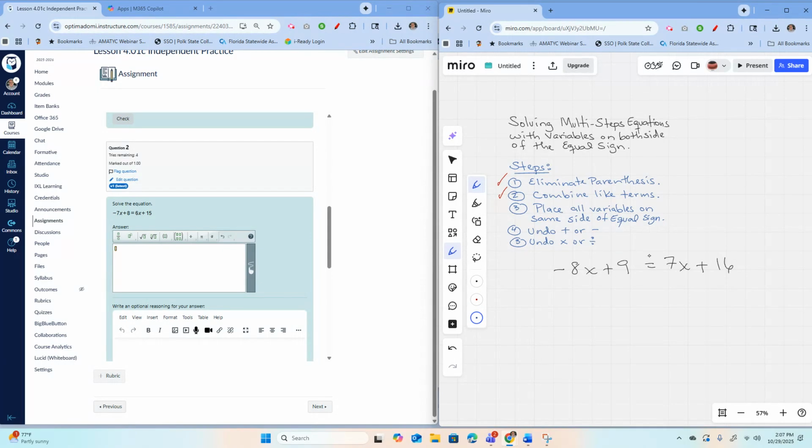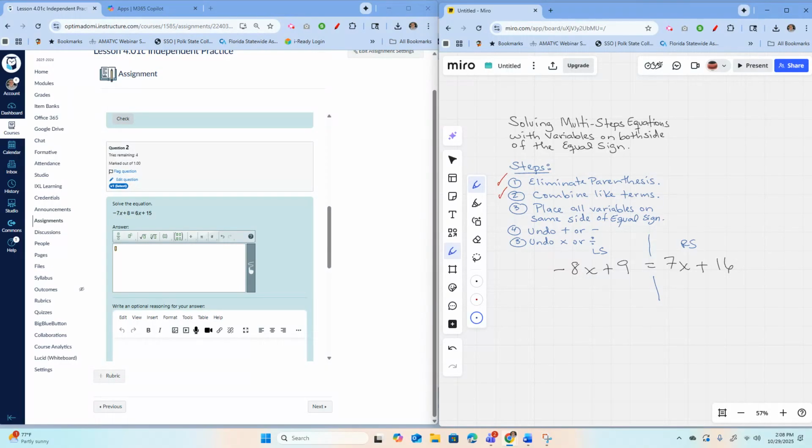Remember that the equal sign splits the equation in two sides, left side and right side. Okay. Now, when you look on the left side, I cannot add the negative 8x with the 9 because the 9 doesn't have an x. That's why I cannot add them. So on the left side, I cannot do anything. When I go to the right side, same thing. Okay, I cannot add the 7x with the 16 because the 16 doesn't have an x.